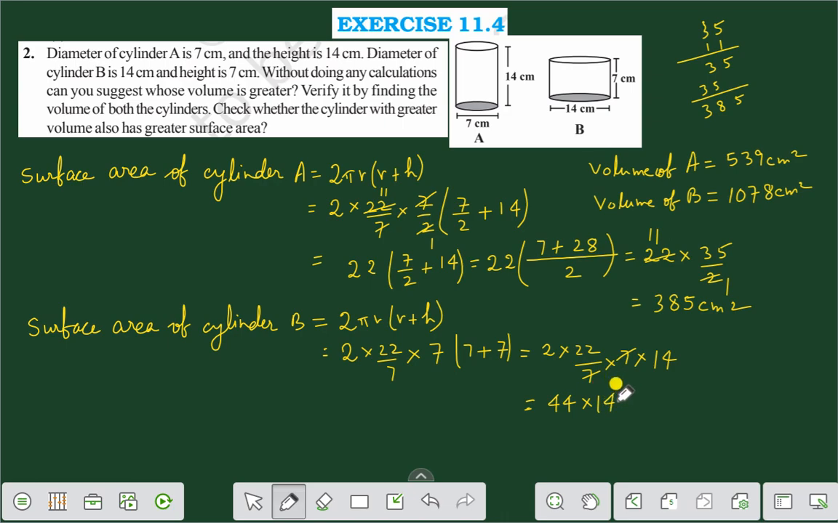If I multiply 44 with 14, here you see we are multiplying 44 with 14. 4 times 4 is 16, carry 1, it is 6. 4 times 4 is 16 plus 1 is 17, 176. 4 times 1 is 4, 4 times 1 is 4. We are getting 6, 7 plus 4 is 11, carry 1, 5, 6, 616. Therefore we are getting 616 centimeter square.